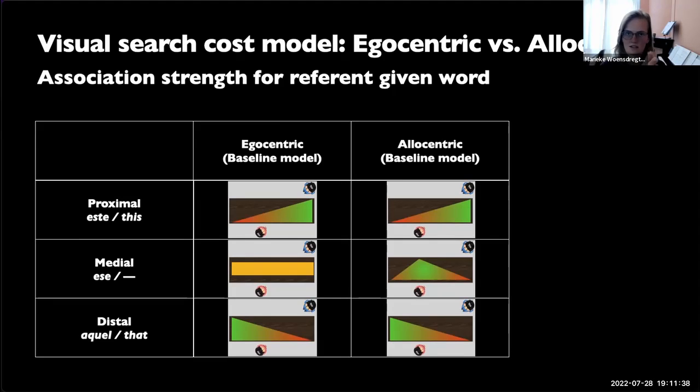So the egocentric system is pretty simple. The allocentric system is a bit more complex, where the proximal and distal term behave pretty much the same, but the medial term, like ese in Spanish, for that term, the association strength of a referent increases when it gets not just further away from the speaker, but also closer to the receiver. So these are the baseline association strengths of the words with given reference in the situation.